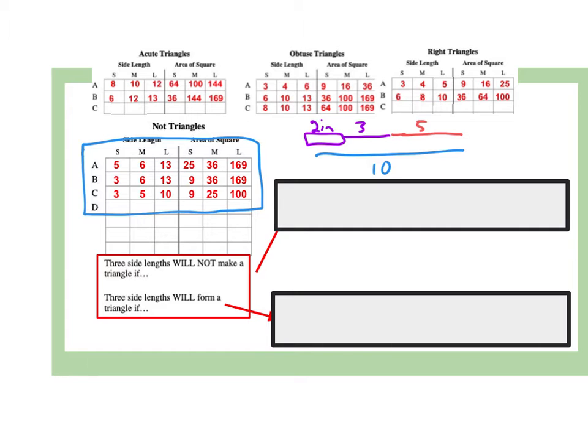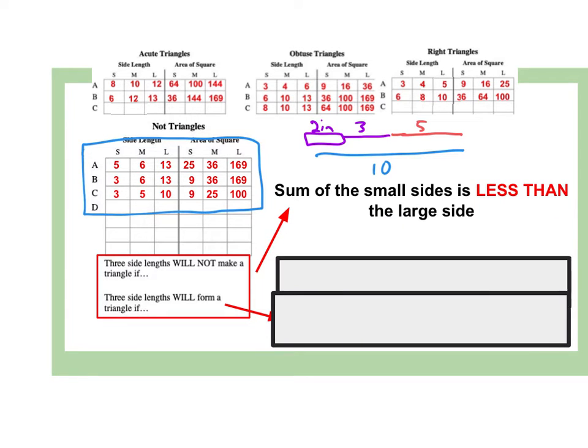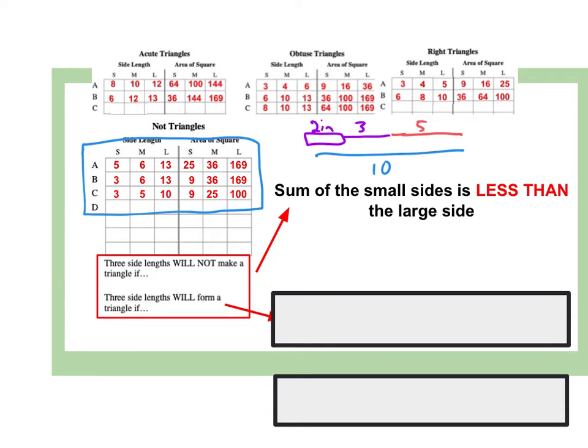So we might say this like this: the side lengths will not form a triangle if the sum, so adding up all of the small sides, so call it small and medium, if you want to use that language too, is less than the large side. So if we add up the small and the medium side and it's less than the large side, we know that that will not form a triangle.